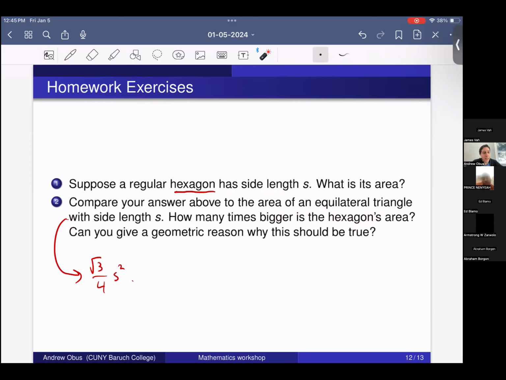Okay, so it's a bit of an open-ended question. But part 1 is a straightforward question. You just want to plug in n equals 6 to the formula and see what you get. And then part 2 is to compare what you get for n equals 6 with what you get for n equals 3, and see how much bigger the n equals 6 case is than the n equals 3 case. And then is there a reason, not using the formula, that you can tell that you should get this ratio between the two things?